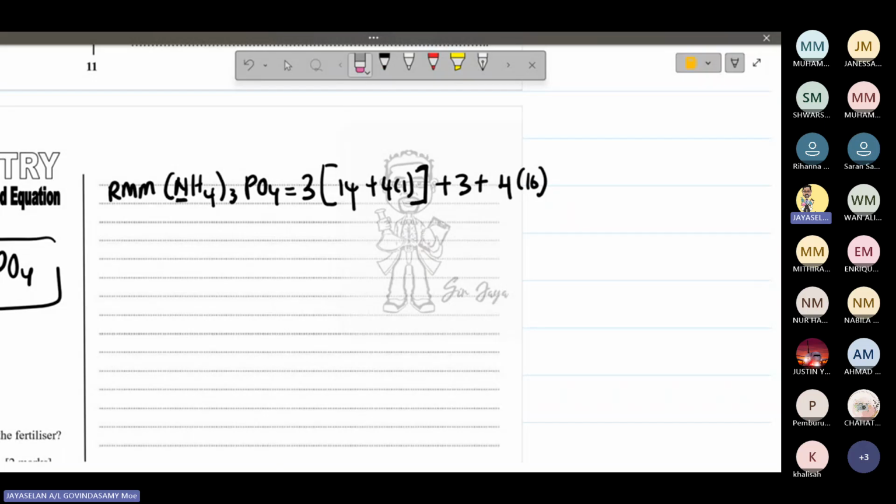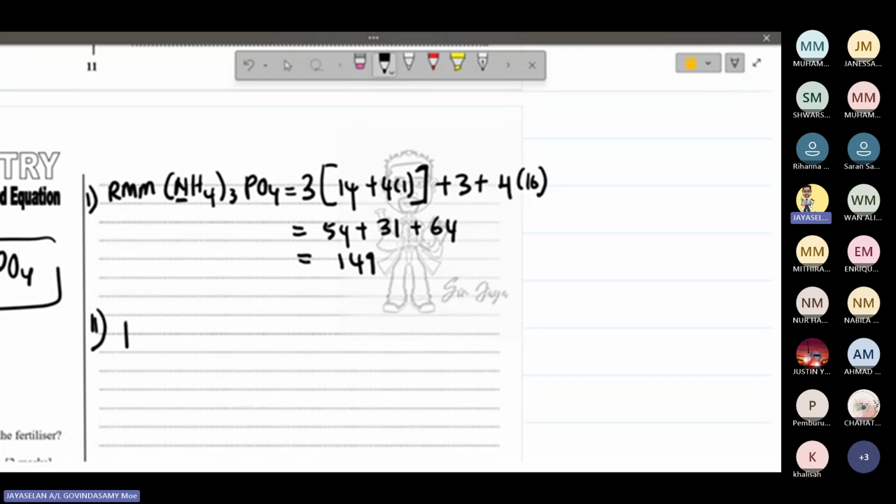Okay, simpan di situ. So I got the answer. This one 54 plus 31 plus 64. You got what answer? You got 149. You already score 1. Any question? Okay, so this is the first step.